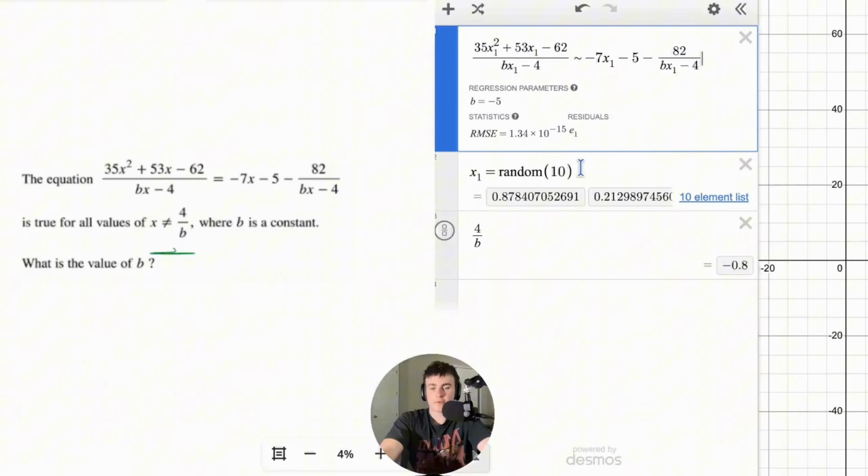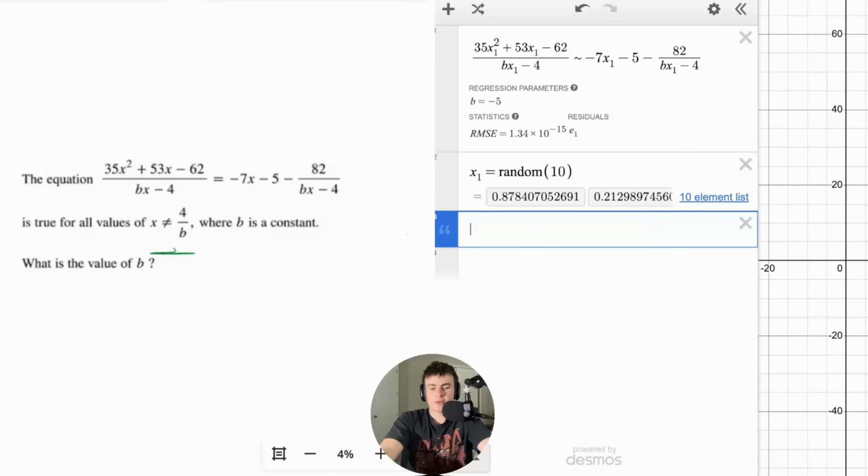Usually random 10 will just fulfill it automatically without any extra work, and you can just check to make sure you fulfilled it. Anyway, the answer for this one is going to be negative 5, because we're typing a tilde and it solves for it. Make sure you do not forget x1 is random 10.